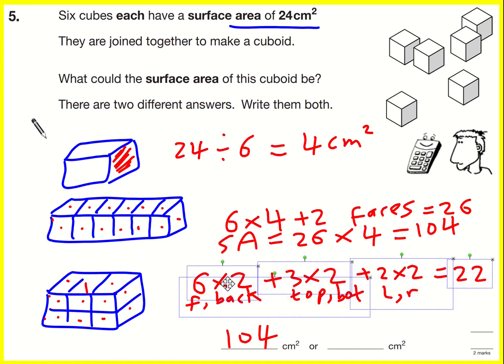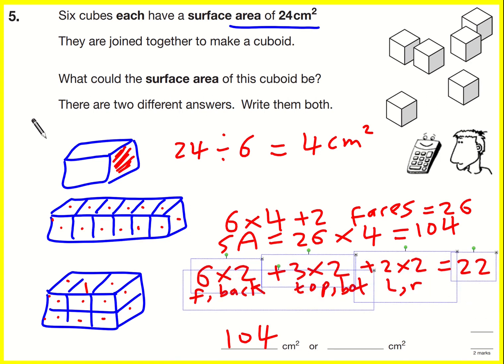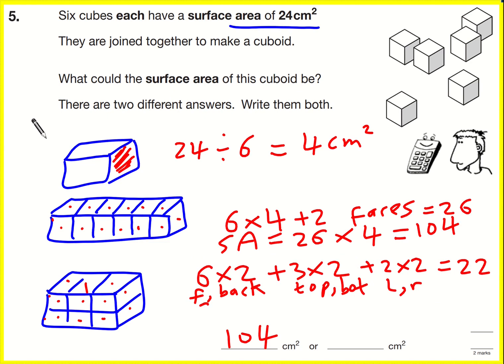Quite hard to fit all this in, it's got to be said. Right, let's move it up slightly. So now the surface area is going to be 22 times 4, because remember the area of a single face is 4, and that's going to give me 88. And we're done on this, I'd say, quite a challenging question.